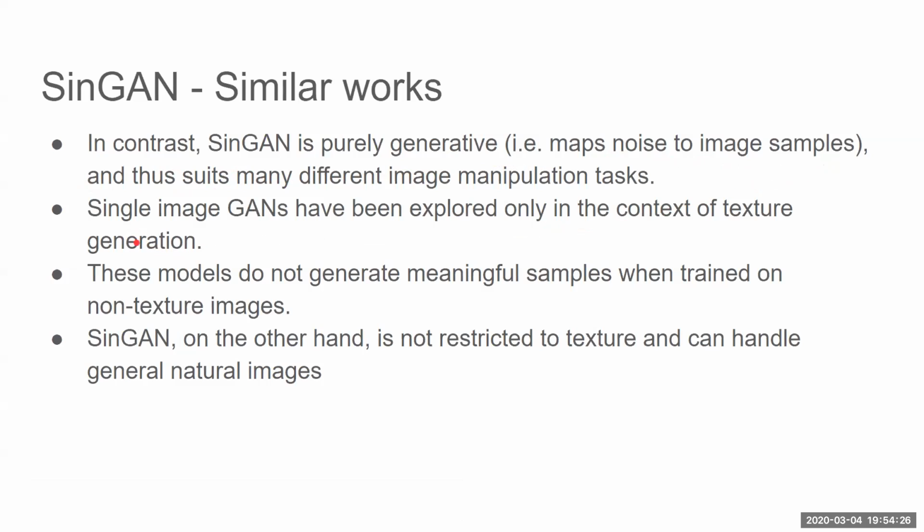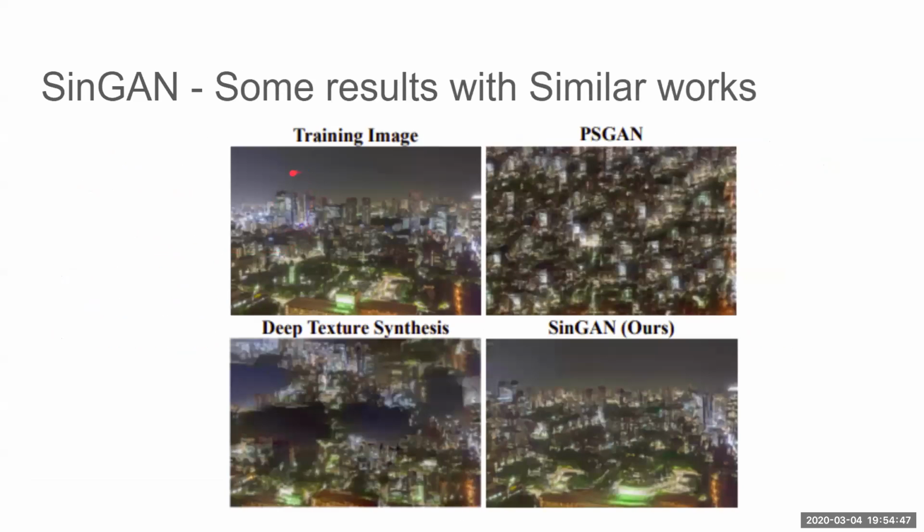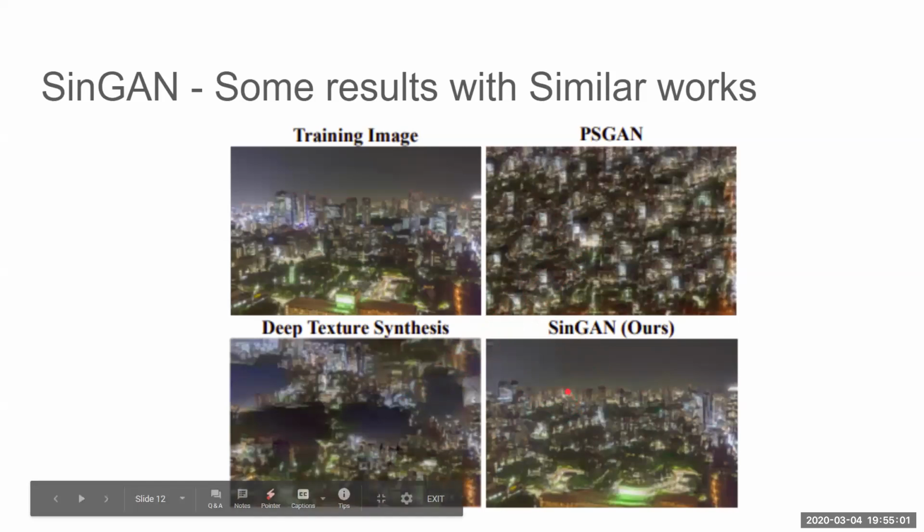These models do not generate meaningful samples when trained on non-texture images. SinGAN, on the other hand, is not restricted to texture and can handle natural images. Plus, it can perform many more tasks. So here you can see this is the training image, and the samples PSGAN produces are not realistic at all. But SinGAN can generate realistic looking samples.